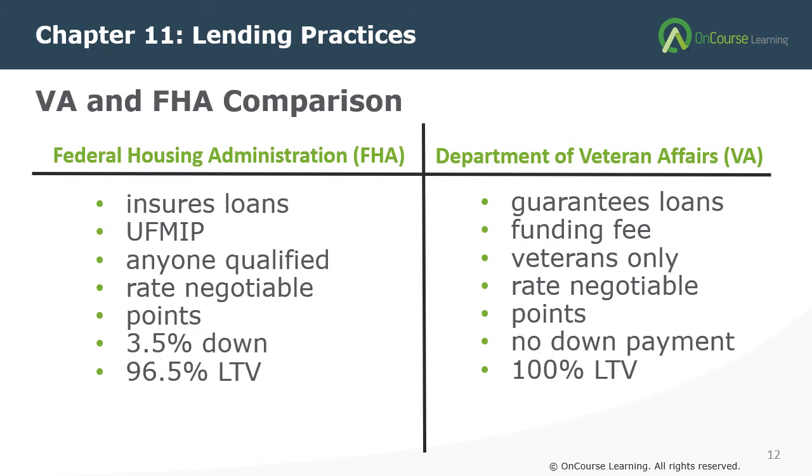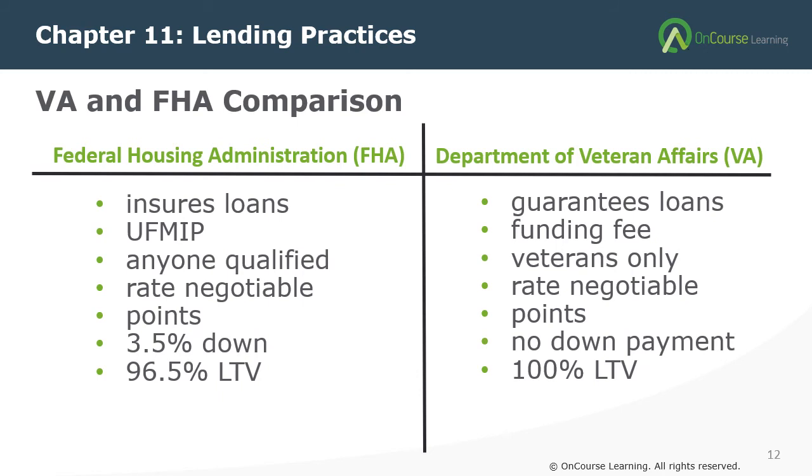Points can be charged with an FHA loan, and with an FHA loan, it's the seller that's going to pay all or part of the points. What's very enticing about an FHA loan is that it requires the borrower to only put 3.5% down. So that results in a 96.5% loan-to-value ratio. With conventional mortgages, the down payment requirement is much higher, closer to 20%.